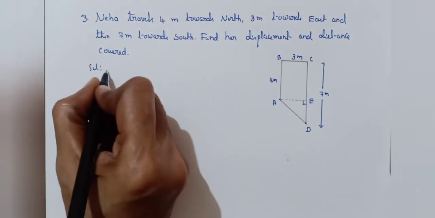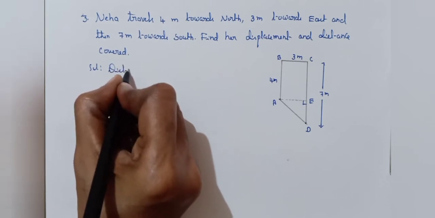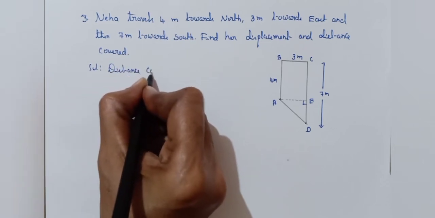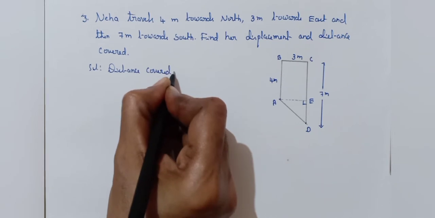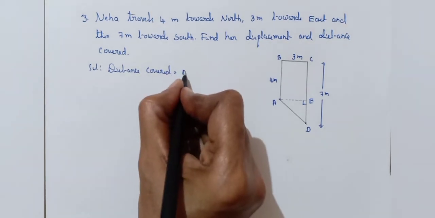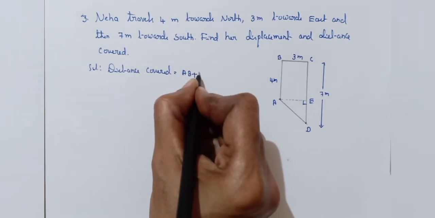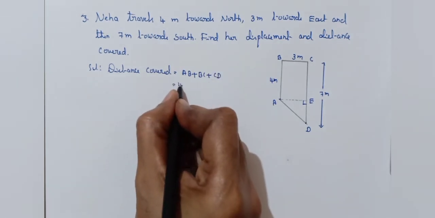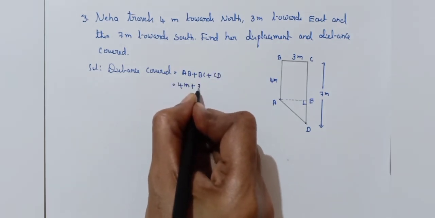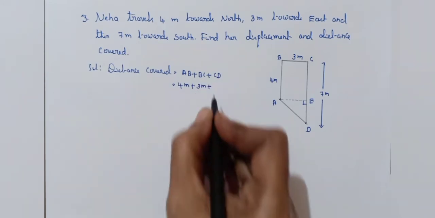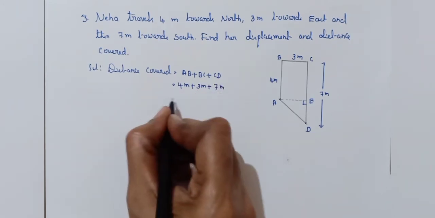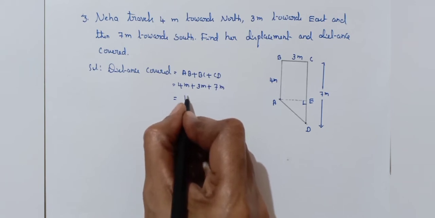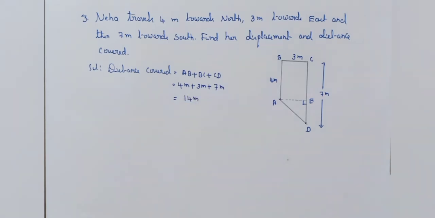So the distance covered is equal to AB plus BC plus CD. AB is 4 meter, BC is 3 meter and CD is 7 meter. So the distance covered is 14 meter. Next, find out the displacement.